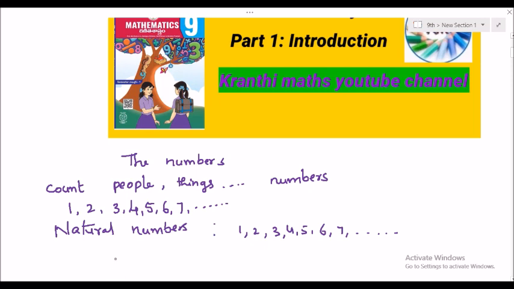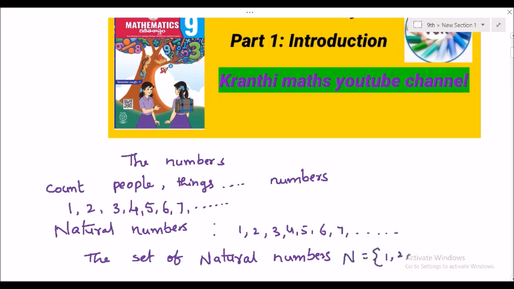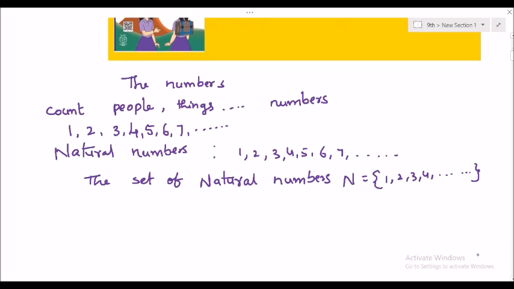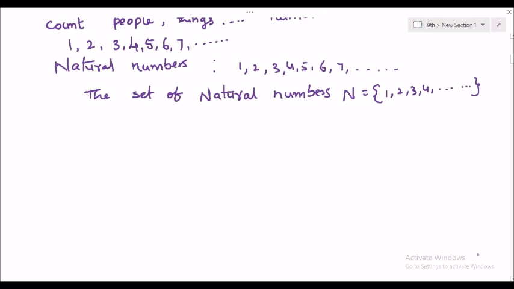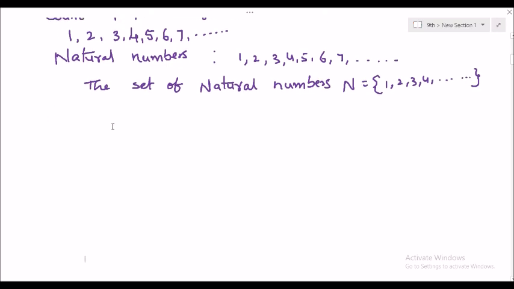Right. The set of natural numbers is N, which is 1, 2, 3, 4, 5 and so on. The set of natural numbers is denoted by N because they are naturally formed. So the first letter is N. So the natural numbers are denoted by N.